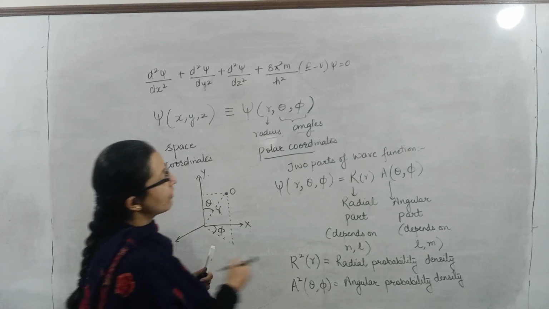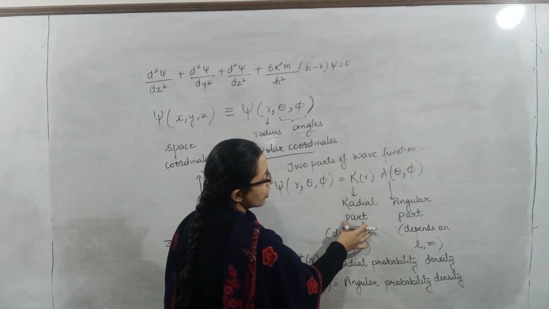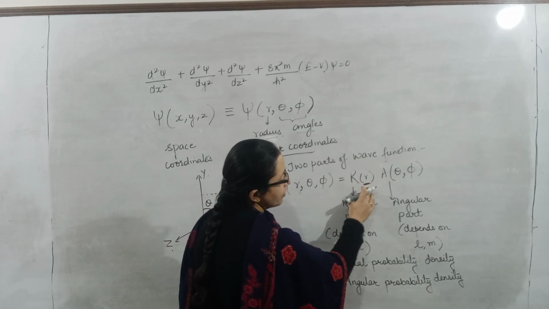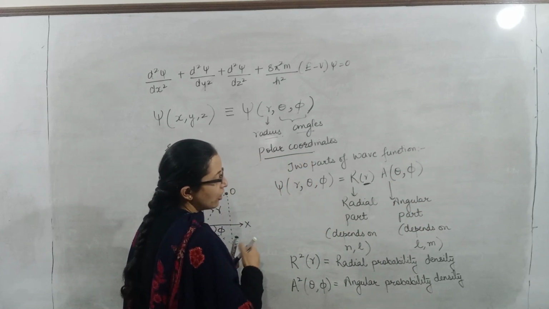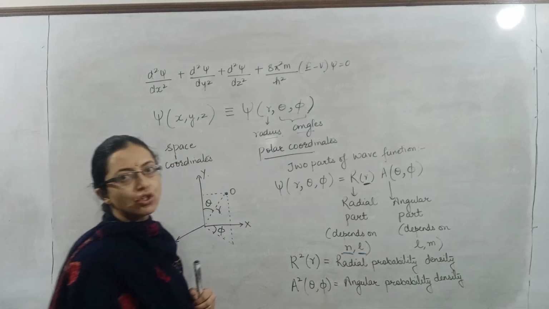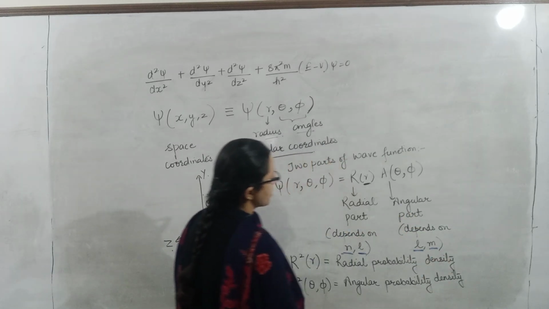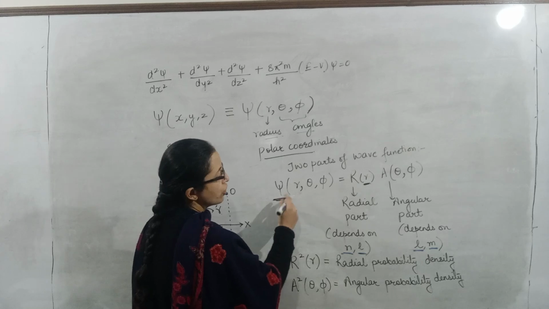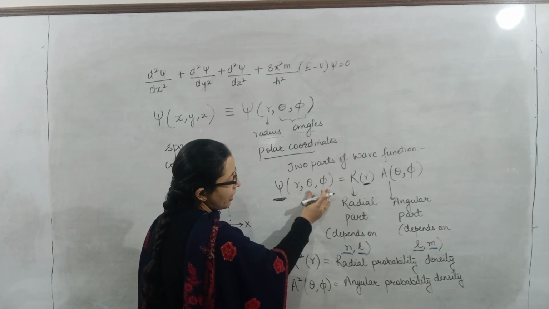So we have divided the wave function into two parts, the radial part of the wave function and the angular part of the wave function. The radial part depends upon r, and it also depends upon the values of quantum numbers n and l. Okay, main shell and the subshell. The angular part depends upon the angles theta and phi, and upon the l and m values.